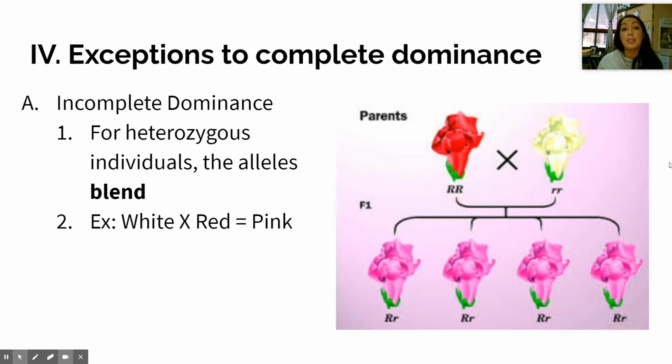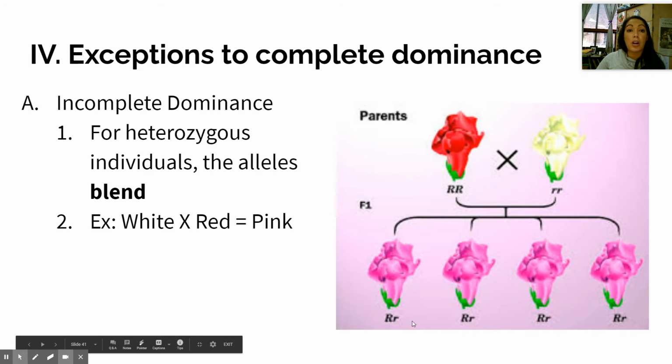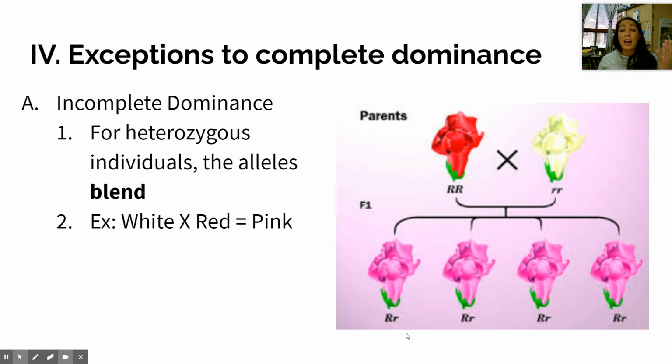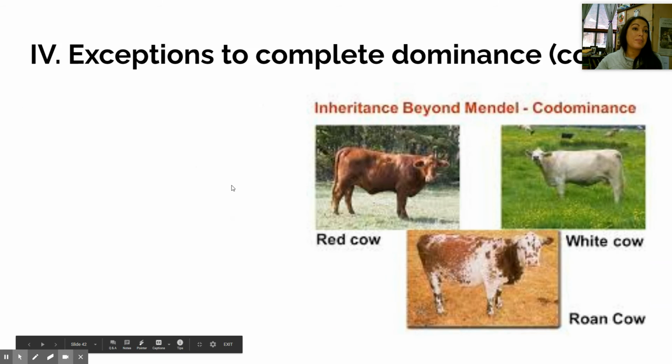So maybe it would be a WW. And then each one of these offspring would have an RW, capital. This is because red is not any more dominant than that white. They're equally dominant. They blend with each other. Okay, so neither of them is completely dominant over the other one.